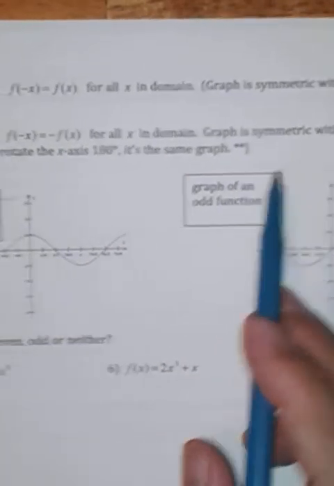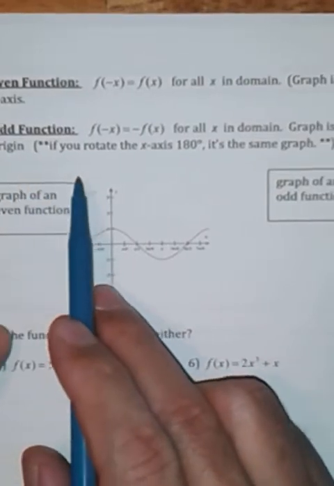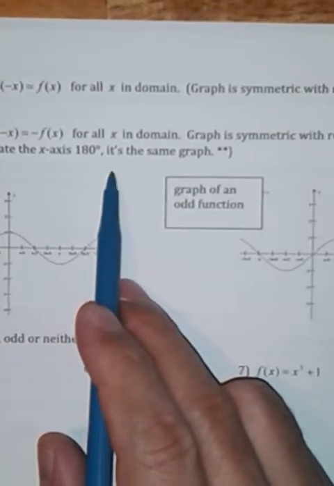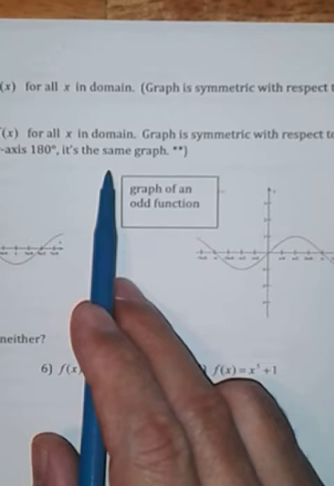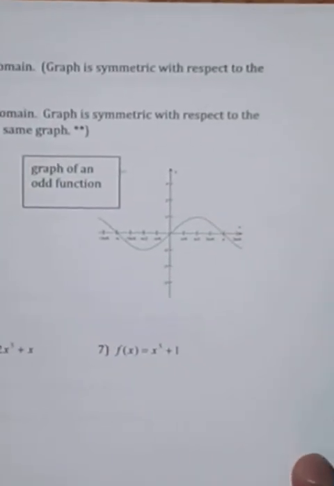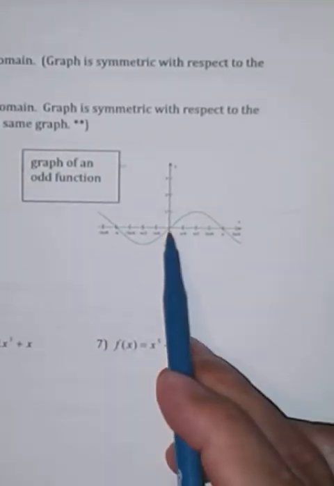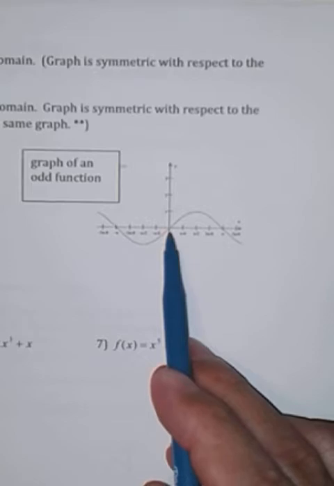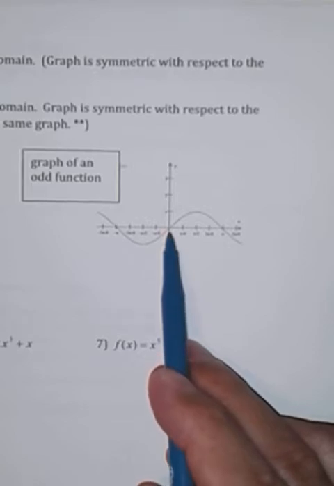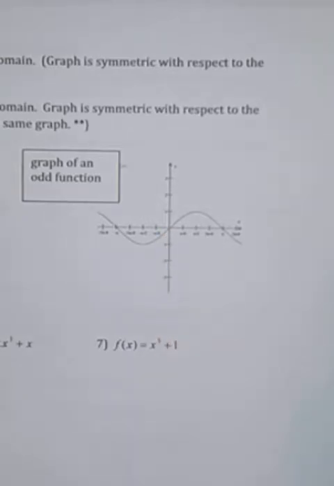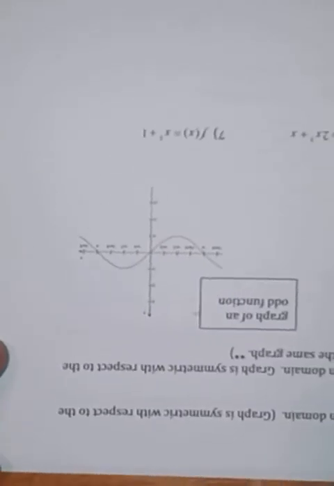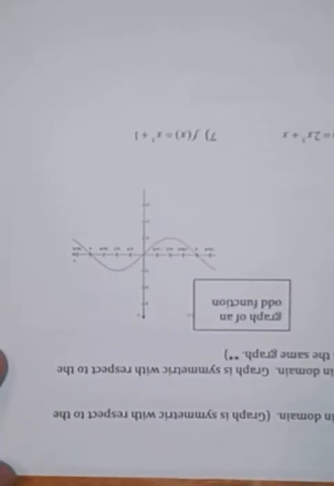On a graph, the graph is symmetric with respect to the origin. What does that mean? If you rotate the graph 180 degrees, it's the same graph. Notice, it has to have the same y-intercept. Rotating 180 degrees means flip it upside down. So I'm going to flip this upside down, and we'll see if it has exactly the same y-intercept. Yep, the y-intercept is 0, right?